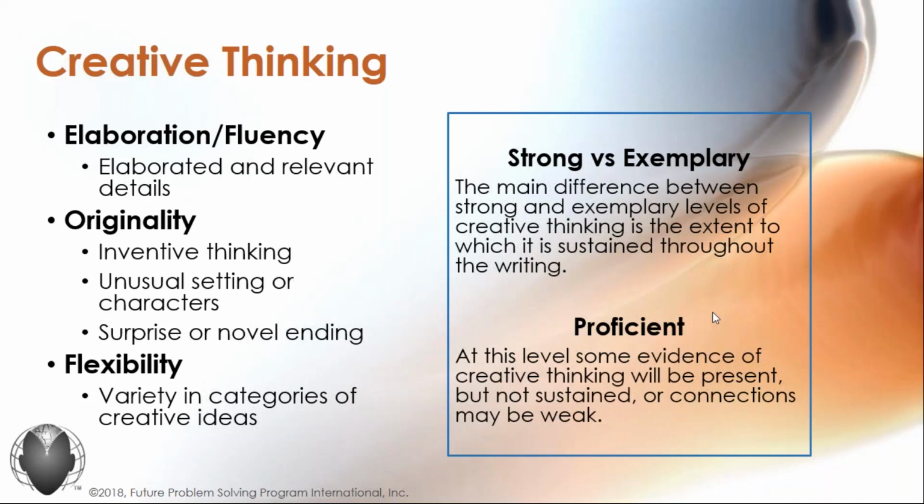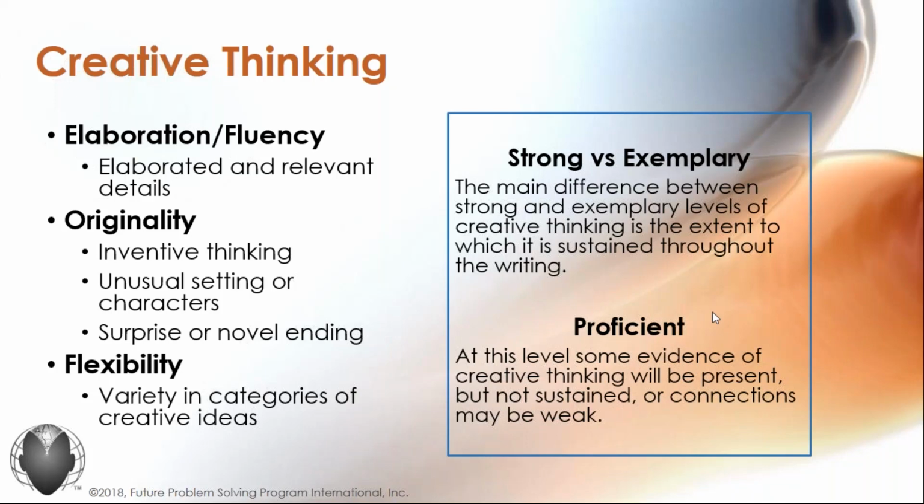So if you're looking at strong versus exemplary, it would be how it is sustained throughout the writing. A strong score would be those wow factors here and there throughout the writing, but the exemplary, that next level, that highest level, would be that you're seeing this creative thinking as a common thread throughout the entire piece.